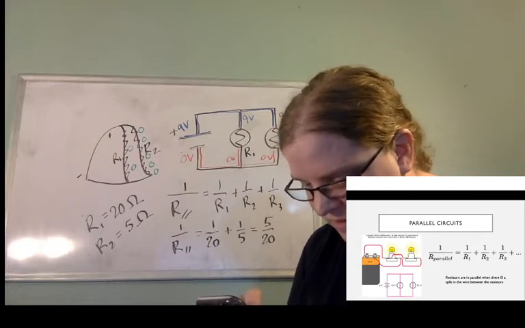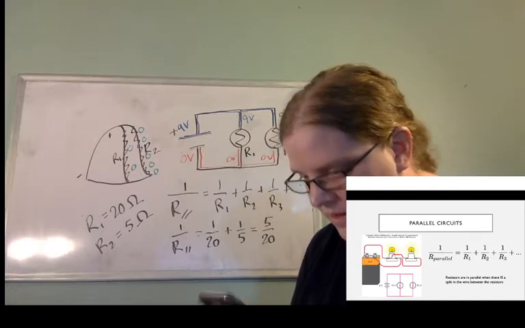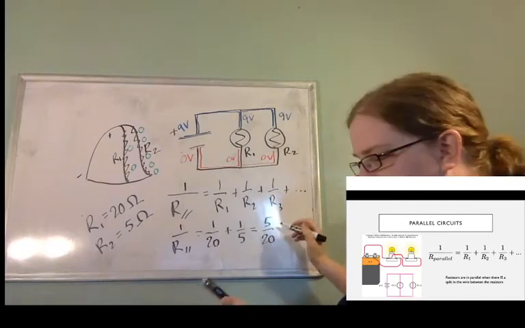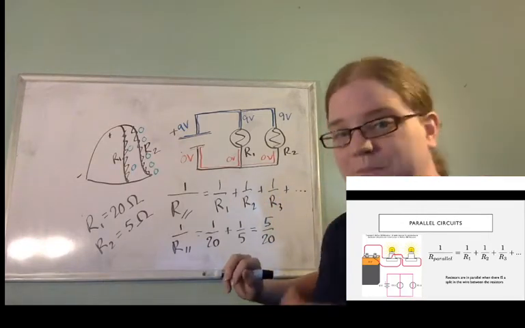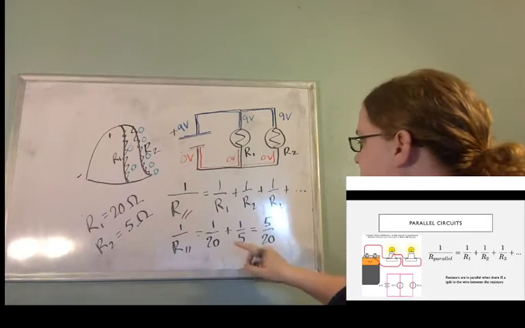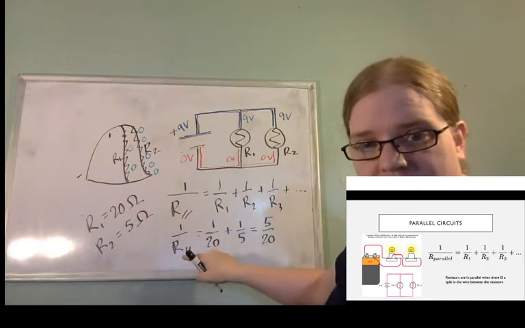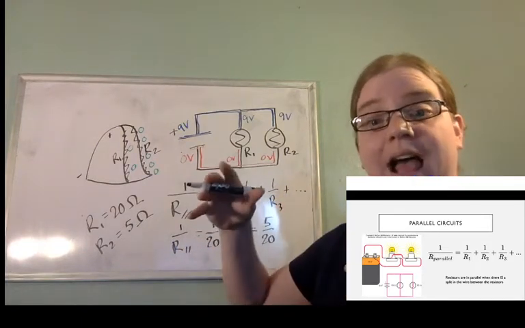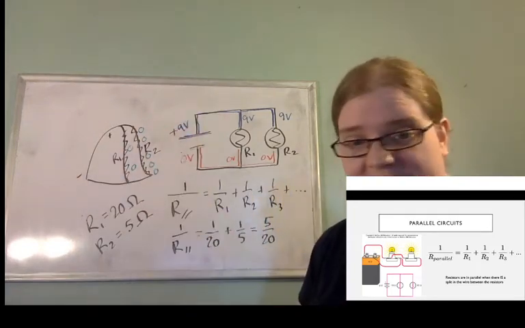Maybe if I actually type the numbers in right, that would be better. Yeah, so it gives us 1/4, which is the same as 5 over 20. Okay, cool. But we're not done. We found 1 over R parallel. We want to find now the reciprocal of both sides.